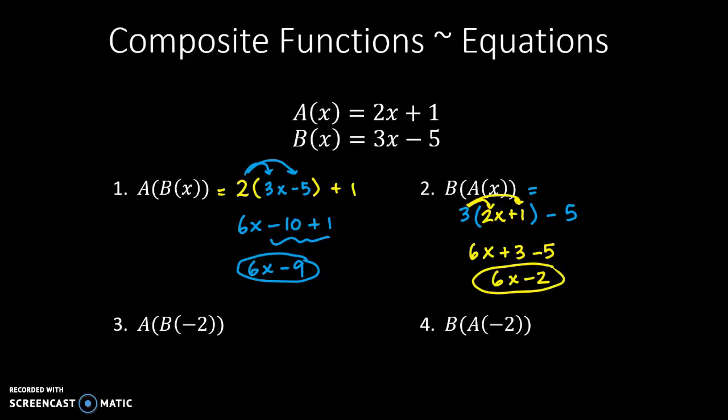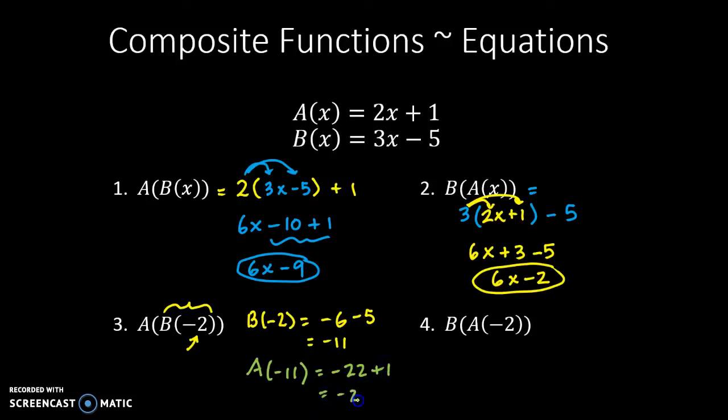I think it's easier when you have a number not to go through that whole process, but instead to start from the inside and say, here's the x-coordinate for b, so I'm going to look at the b function and I'm going to find b of negative 2 first. And so when I do that, I get negative 6 minus 5, or negative 11, and then I plug negative 11 into the other function, so I'm going to do a of negative 11, and then I get negative 22 plus 1, or negative 21.